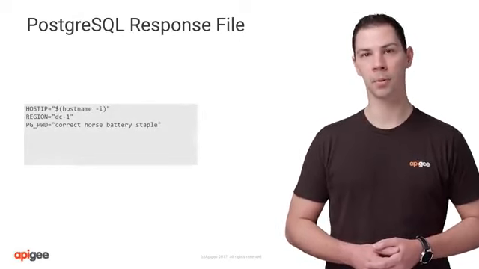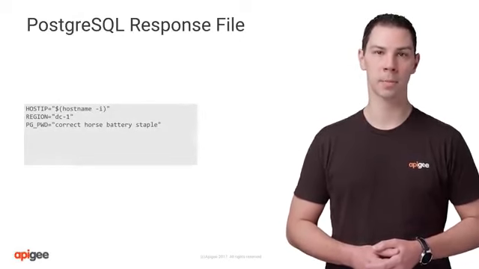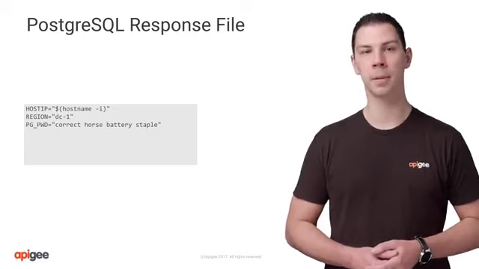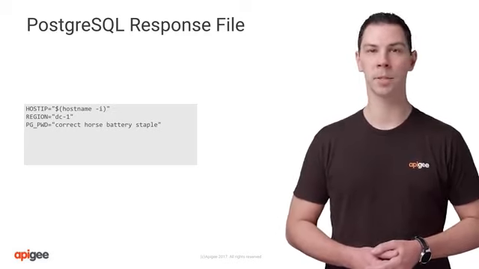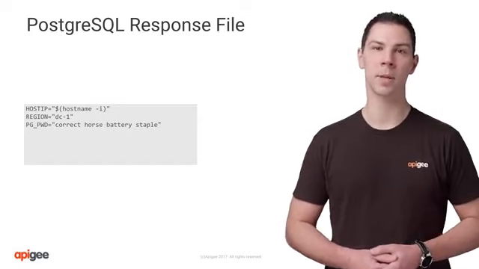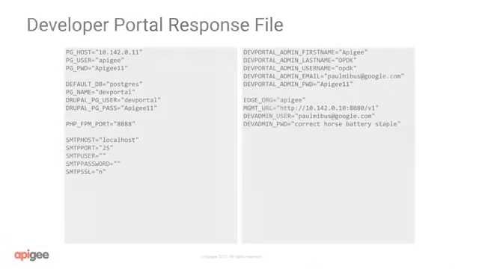For the developer portal, we will need two response files. Here is the first one for the PDB profile. You can see it is similar to the response file we used for Apigee Edge, but with a number of variables omitted. The response file for the DP profile is longer and contains all the information the developer portal frontend needs to function.